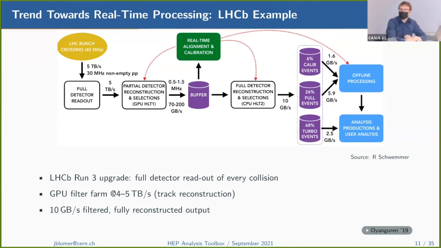How many tracks are there? So for LHCb, I can't tell.